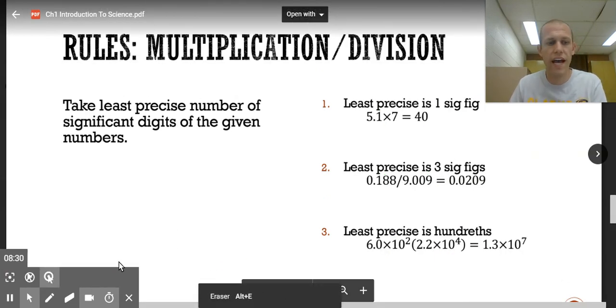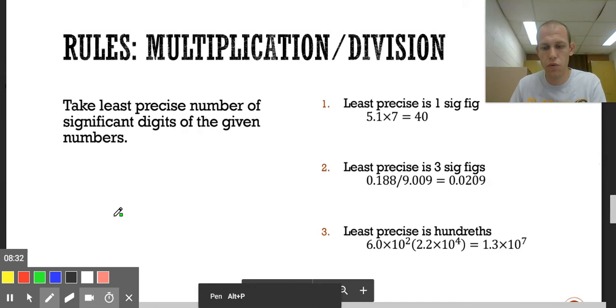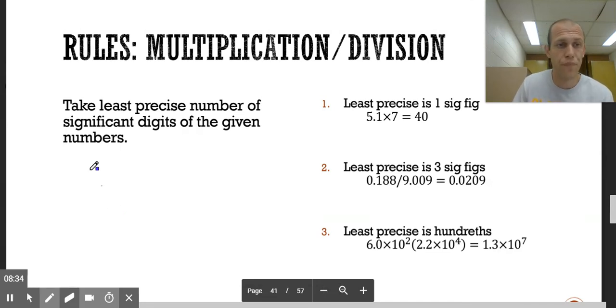All right, now let's look at multiplication and division. So with multiplication and division, it's a different rule. You take the least precise number of significant digits of the given numbers. So write out how many sig figs each number has. This one's 2, this one's 1. This has the least amount of significant figures. So our answer will be that.